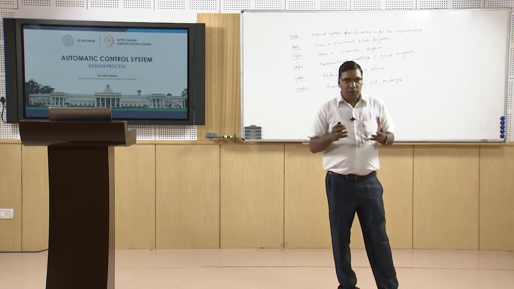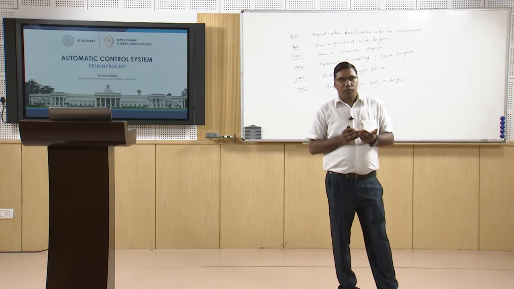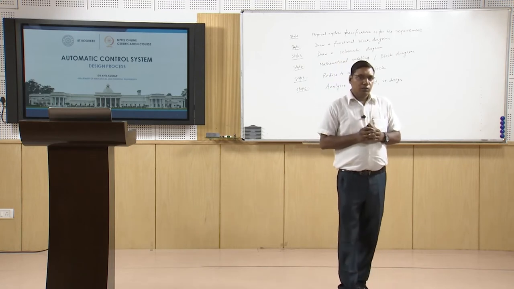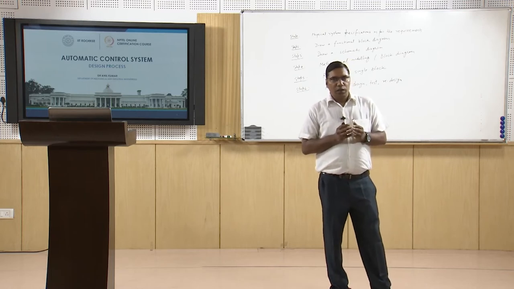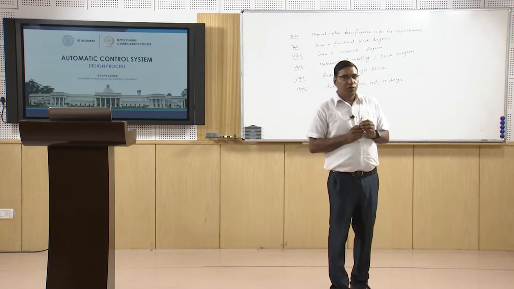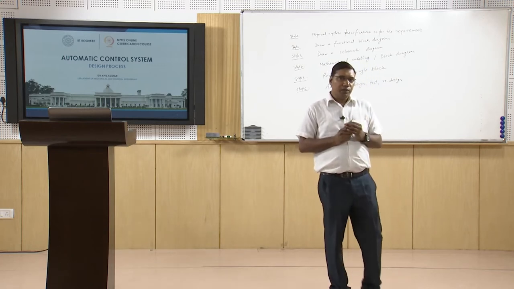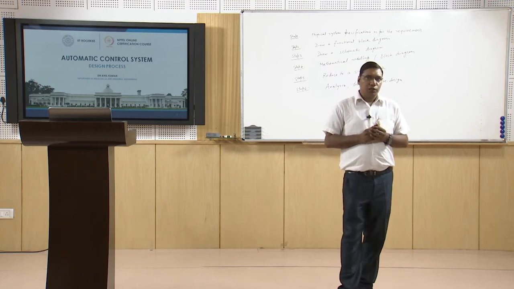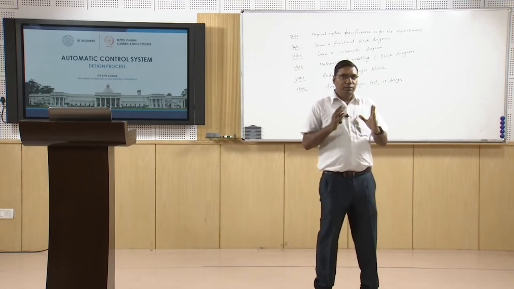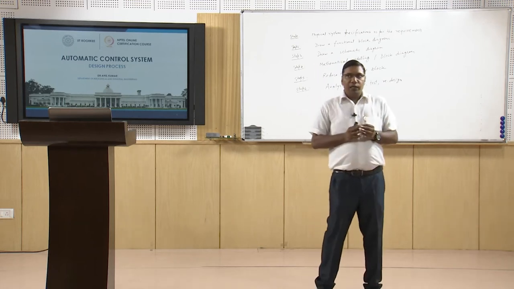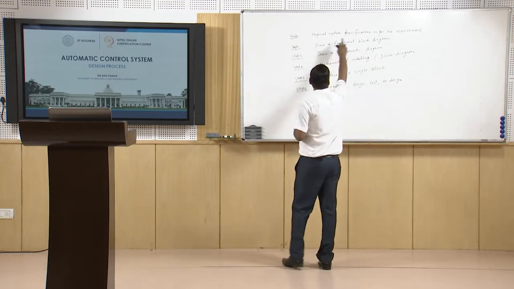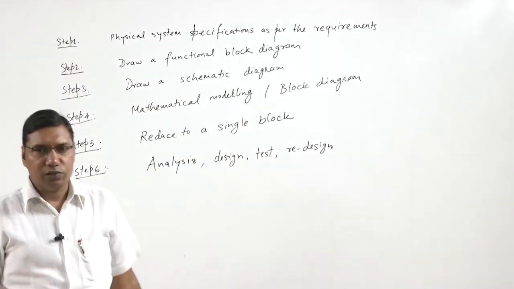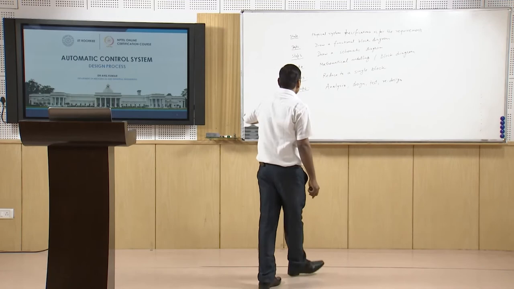So we get some initial rough idea of the system, some components and assemblies. So we have some physical system and we expect certain specifications regarding the performance, because we discussed that there are basically three performance specifications: transient response, steady state error, and stability. So if we have a physical system, we can set the specifications in the first step for the control system.